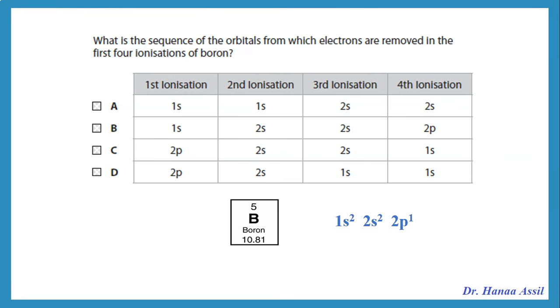Then he's saying, okay, first ionization would remove which electron? Of course, we start with the outermost electron. So the first ionization will remove the electron that is in the 2p. That's the outermost electron. And then the second ionization will go into the 2s and remove one of its electrons. And then the third ionization would remove the second electron that is in the 2s.